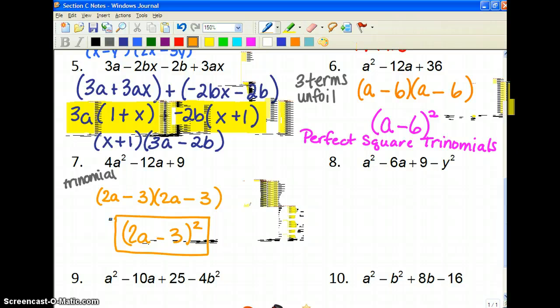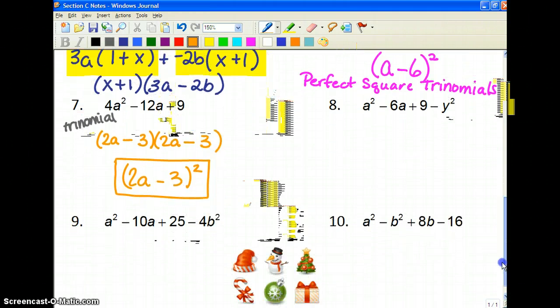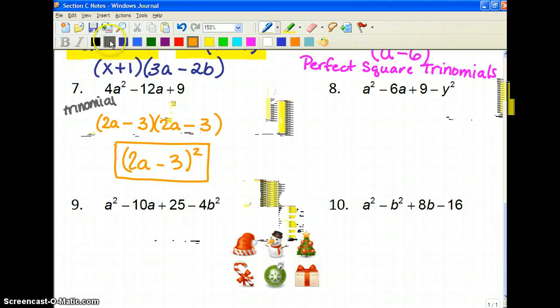Alright, 8, 9, and 10 are also grouping problems. They are very difficult ones. Okay, we are going to talk about these three in class. Okay, they have a special name. They're called 3-to-1 grouping. So you want to remember that, 3-to-1 grouping.